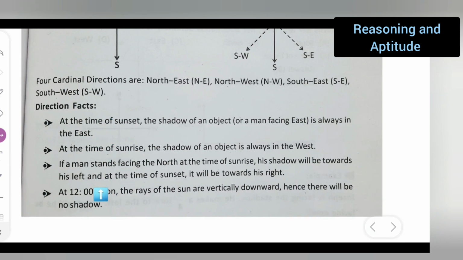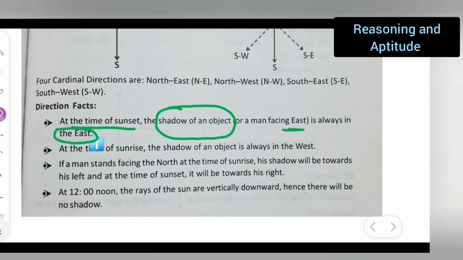There are some important points you can take down. The first point is that at the time of the sunset, the shadow of an object or a man facing east is always in the east. Remember this point. At the time of the sunset, the shadow of an object or any man facing towards the east is always towards the east.